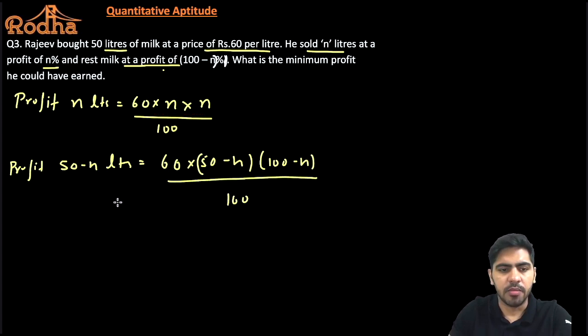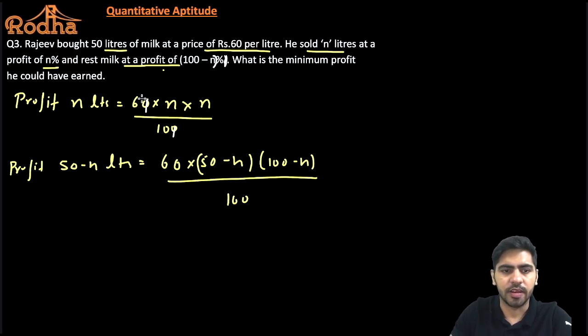And my minimum profit will be nothing but the sum of these two, right? But can I say my profit only depends upon this n here, right? All the terms which have n, because this 60 and 100 have nothing to do with the profit, right? So what I can do here is I can get rid of this also.